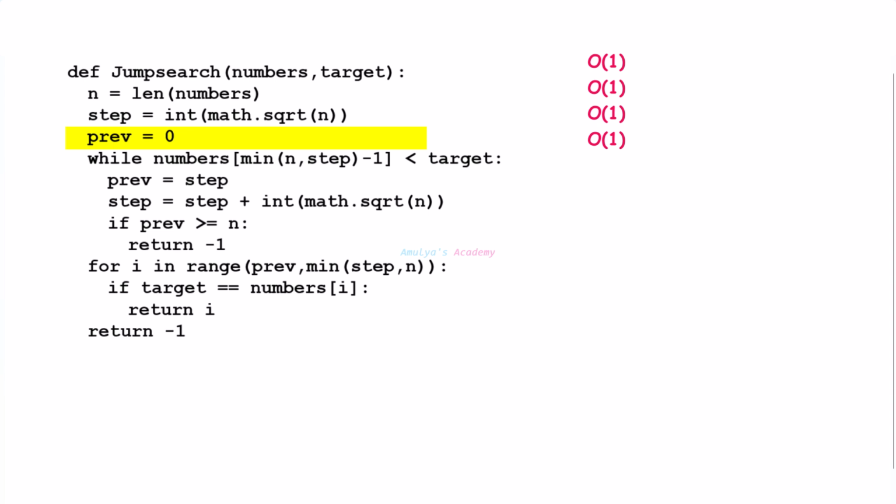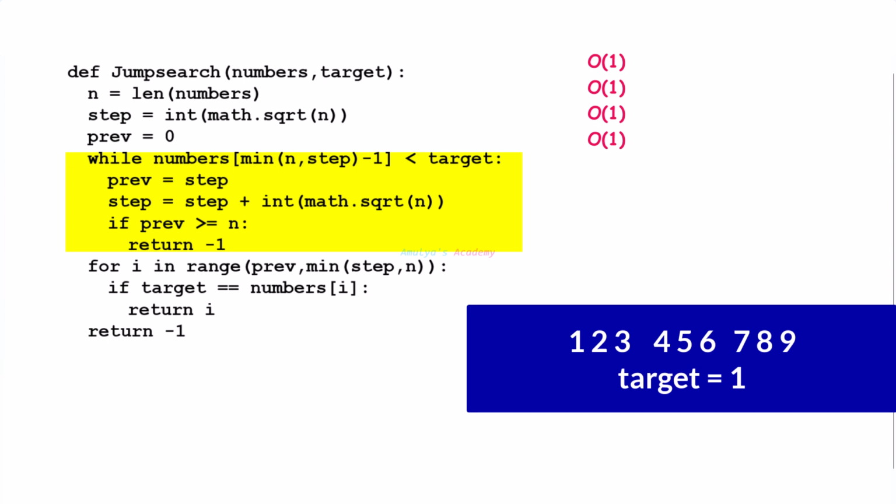Next, here we can see a loop, while loop. Here we will compare the target element with the last element of block one by one. If target is greater, then we'll jump to the next block. In the best case scenario, if our target is present in the first block, then that is the best case scenario. This condition becomes false here, so it won't execute while loop body. It will execute this condition only once, so it will take constant time.